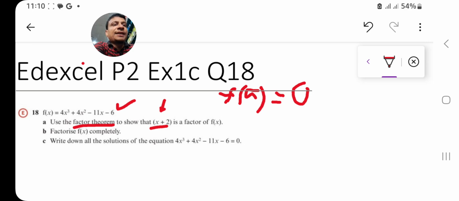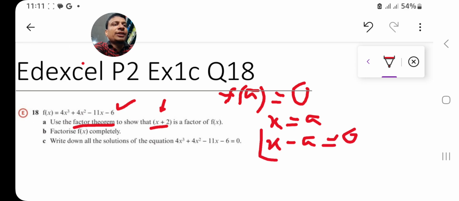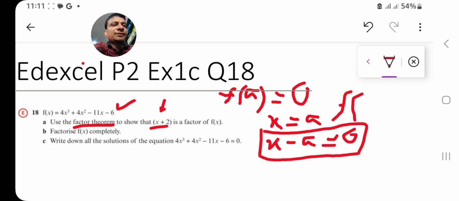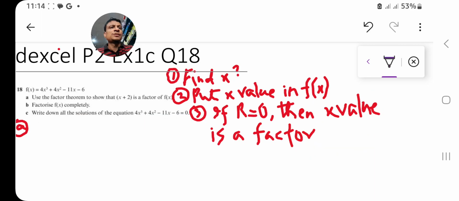Here we place x equal to a. Whenever it is equal to 0, minus a goes to the left hand side, x minus a equals 0. Because the remainder is 0, x minus a is a factor of the given polynomial f of x. But in the remainder theorem some remainder is left. That is the minor difference between the factor and the remainder theorem. So we will start doing part A.